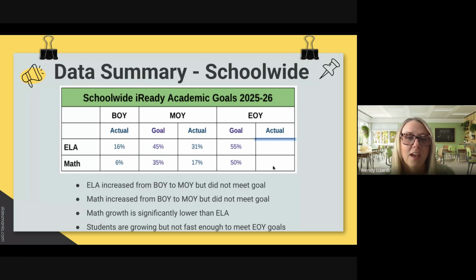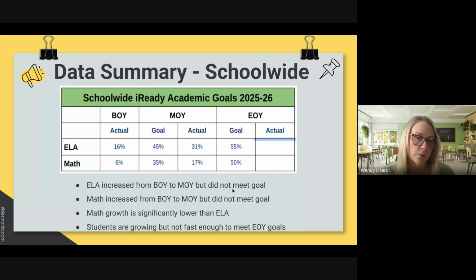Lots of actuals. Math growth is definitely lower, and you can see that in the trend. So that's something that I noticed everybody saw. We started low, we're mid-year, still pretty low, although we did grow a lot, more than double. We need to see that increase a lot by the end of the year. So ELA increased much more, but we still didn't meet our goal. So math is significantly lower. Students are growing, but probably not fast enough to meet end of the year goals through our current intervention process.